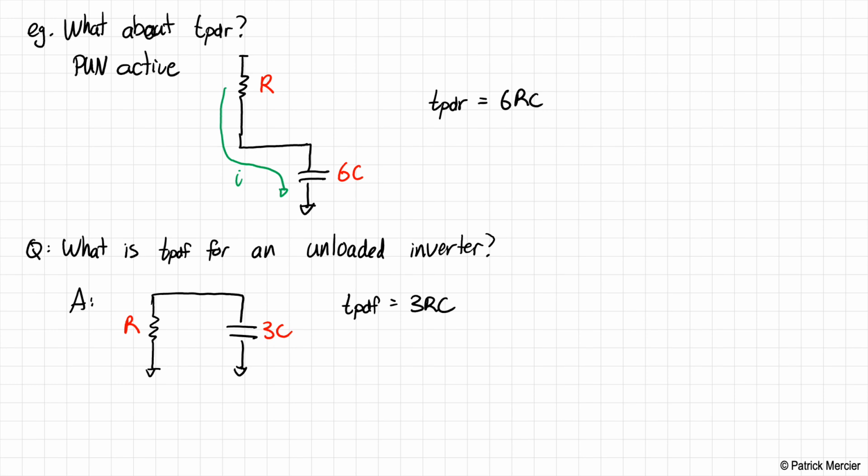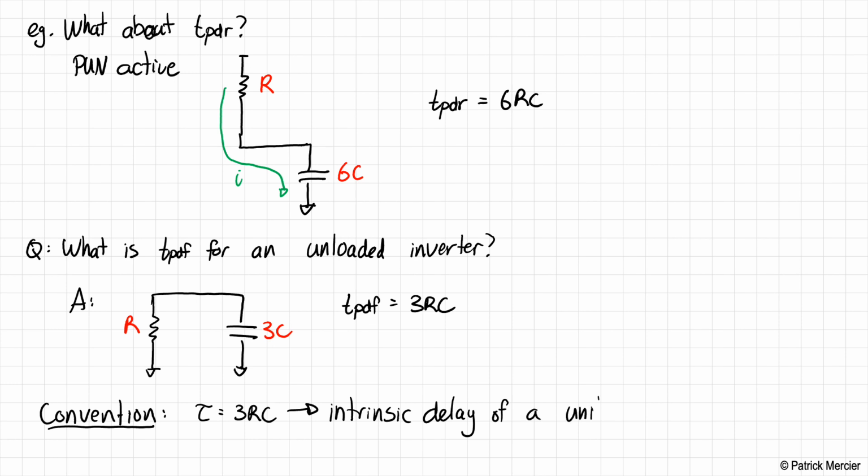Now, it turns out that this term, 3RC, comes out a lot. Okay, so we're going to make a convention, just something to keep around to save us a little bit of writing. Engineers are lazy. Tau is equal to 3RC, okay, which is equal to what we call the intrinsic delay of a unit sized inverter with symmetric voltage transfer curve.